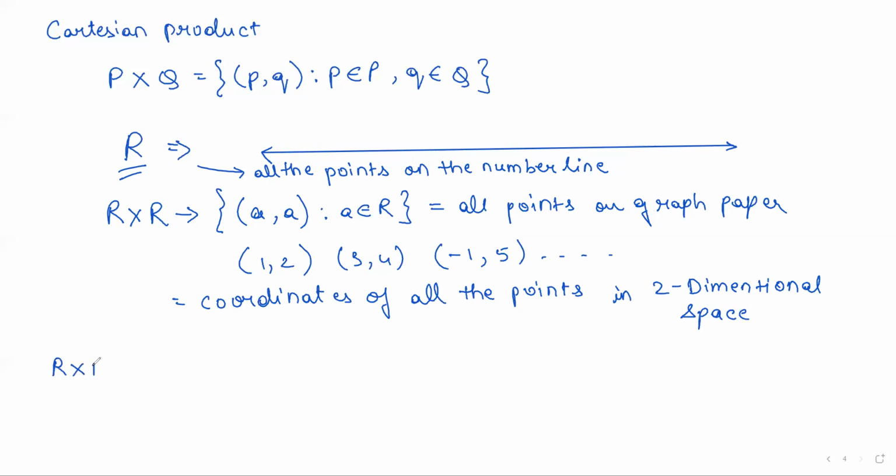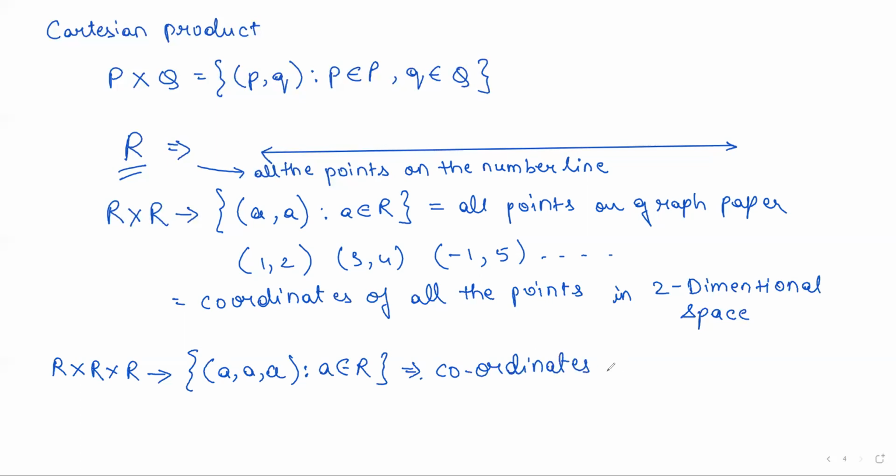Similarly, R cross R cross R will form an ordered triplet. These are the coordinates of all the points in three-dimensional space.